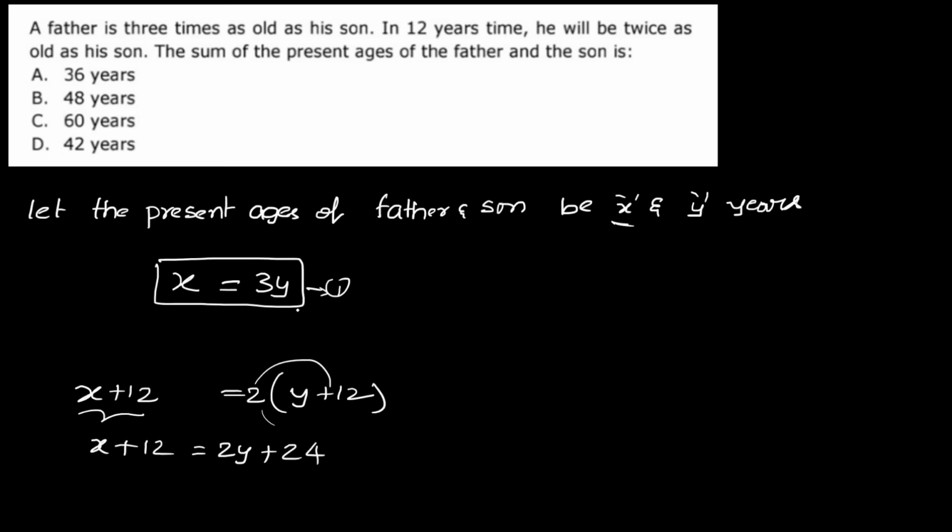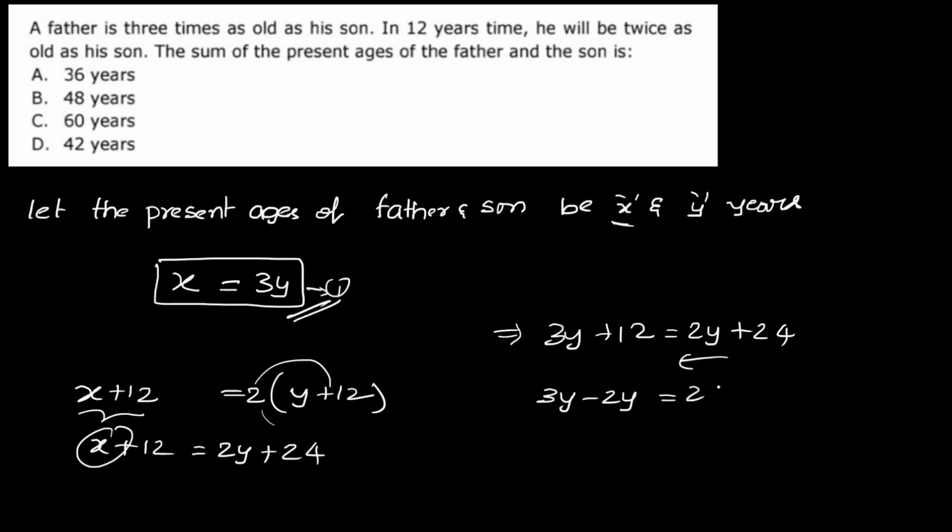Again, we already know the x value. So instead of doing the elimination method, we can use the substitution method. The x value that we got is 3y, so put that here. So that will become 3y plus 12 is equal to 2y plus 24. This 2y goes to the other side, so 3y minus 2y is equal to 24 minus 12. Right, 12 moving across becomes minus 12. So y is equal to 12.